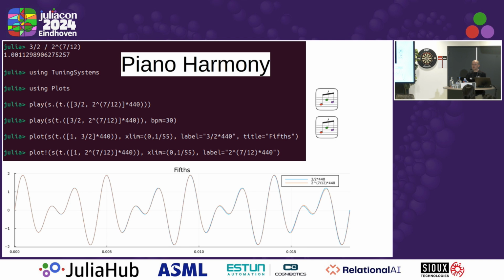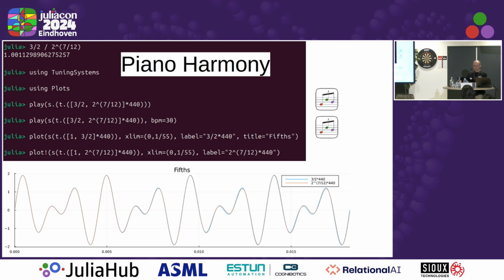Right, so how well is the piano actually tuned? If we look at the difference between the perfect fifth and the seventh semitone on the piano, we can see on this number up here that they are pretty close. They are within 0.1%, or something similar. So how does this actually sound?